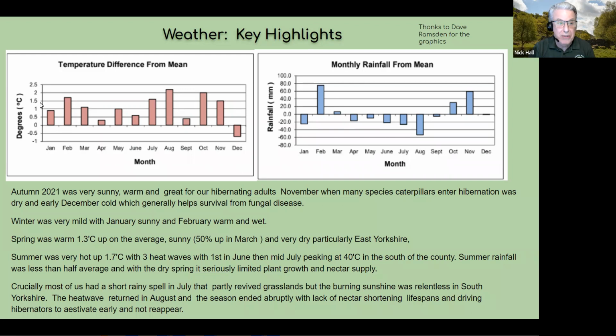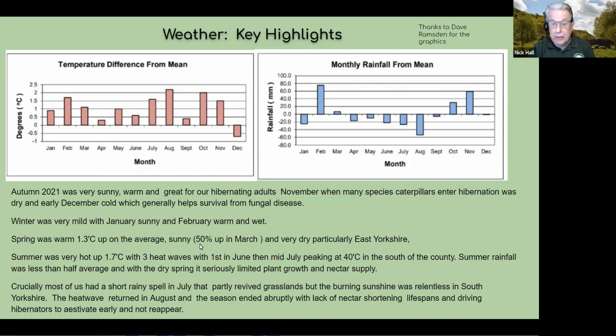And I remember on the TV seeing lots of news clips about birds beginning to nest in February. It was incredibly warm in February. And that, I think, added quite a bit to the year. Spring in general was very warm. It's up 1.3 degrees. But more importantly, March was extremely sunny. It was also the start of the dry.